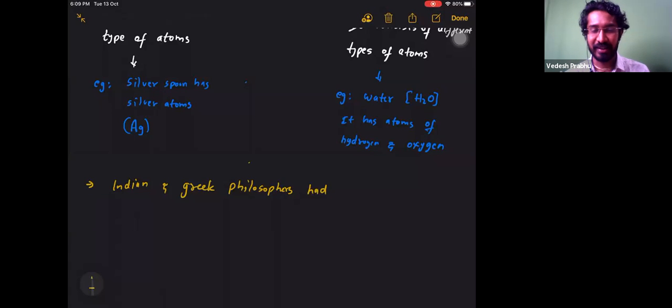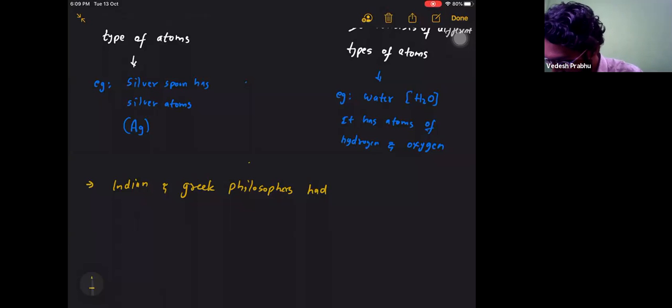But nothing could be proved scientifically, because in science we need proof. Without proof we don't accept things. So all these Indian and Greek philosophers, they just had ideas, but they could not prove the idea scientifically. So I'm just going to write a few things.